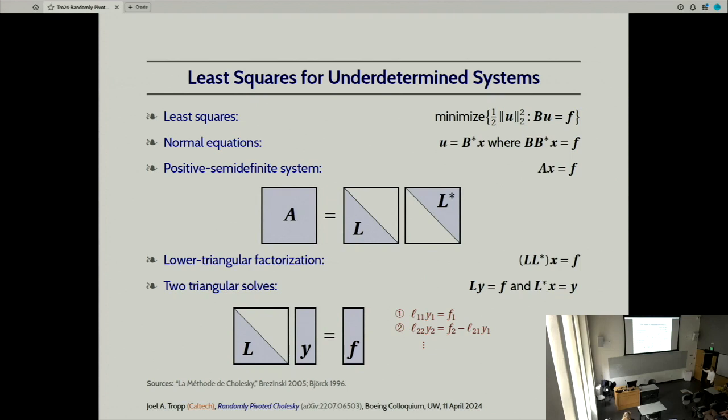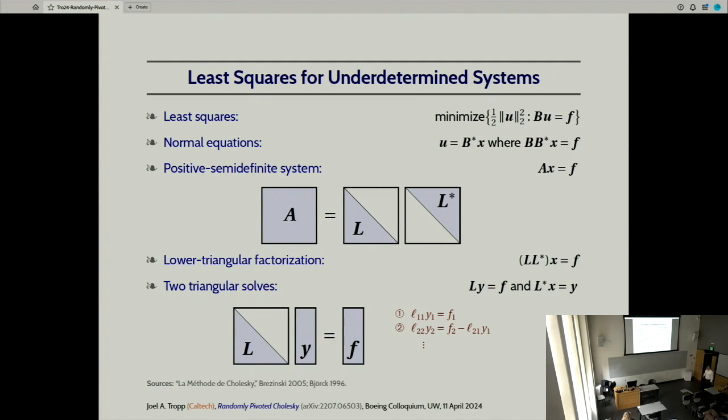The reason that triangular systems are so powerful is that you can solve them one equation at a time. So you see that you can find the first entry of the vector Y just by dividing through by the diagonal entry of the triangular matrix. Once you know that, you can find the second entry of the vector Y from the second equation, because there's only one unknown remaining, and you can pass through the equations one after the next. So this is what we all learn in numerical linear algebra.